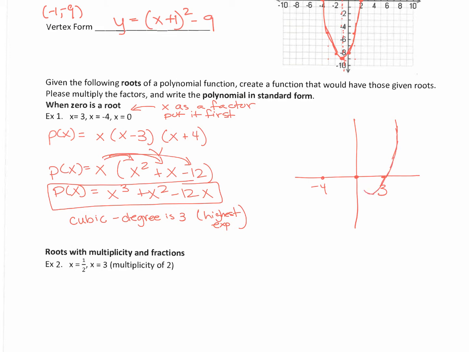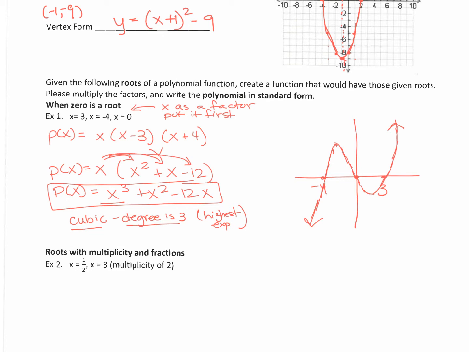Somewhere it's going to come back up and go through its next root. Somewhere up here it's going to fall down and come back through the -4. Why did I start at the top right, and why am I ending going down on the left? That's because this is a 3rd degree cubic polynomial, and also because my leading coefficient, that's my x cubed, is positive. If it was negative, I'd be going the reverse direction. But again, we're going to learn that in Lesson 4.